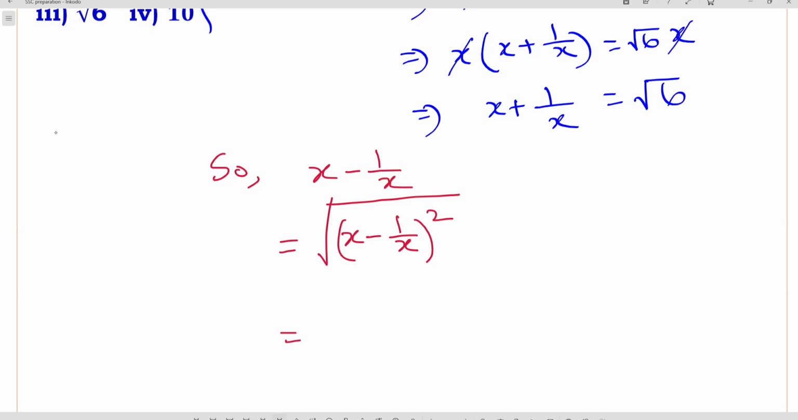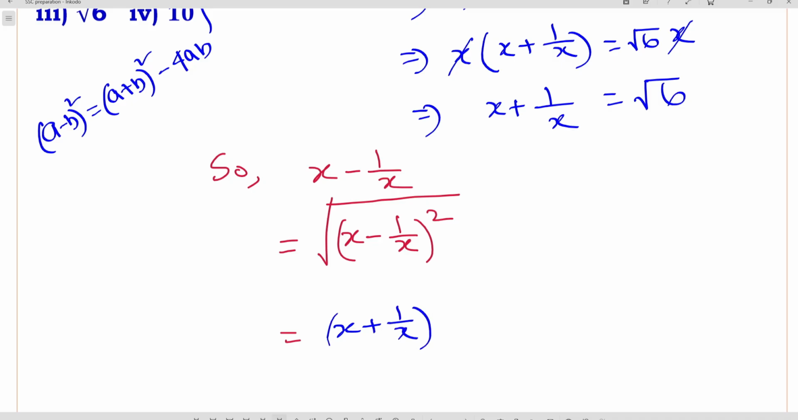We know a theorem which is a minus b whole square equals a plus b whole square minus 4ab. So we will implement this one. Here is a and b. So first a plus b, it means x plus 1 by x whole square, and then minus 4ab, 4 times x times 1 by x, and everything under root.